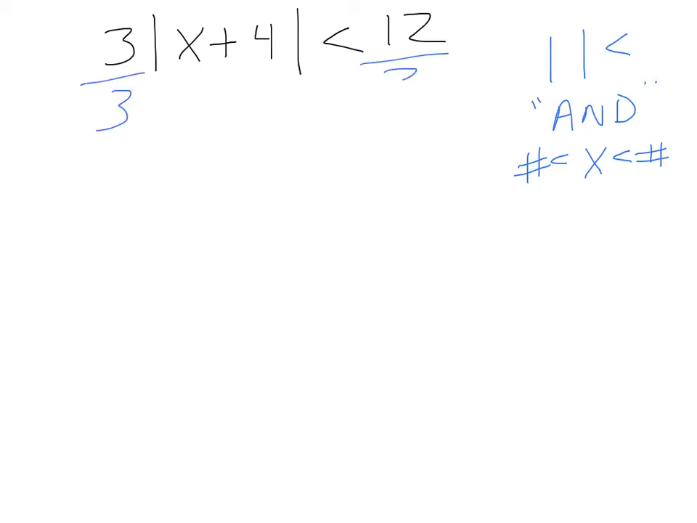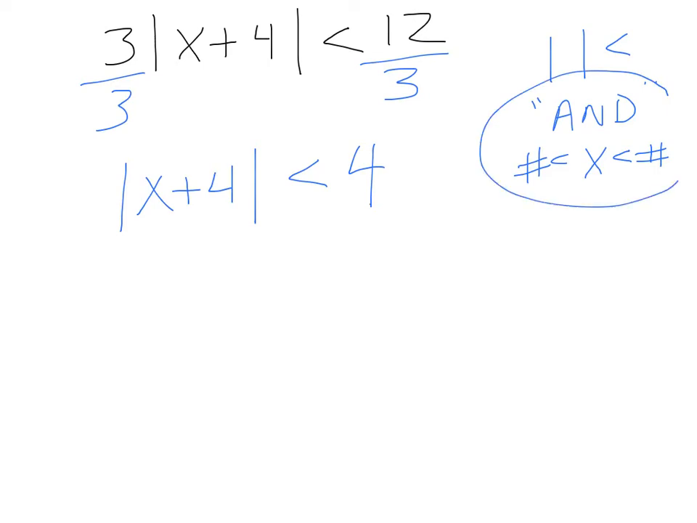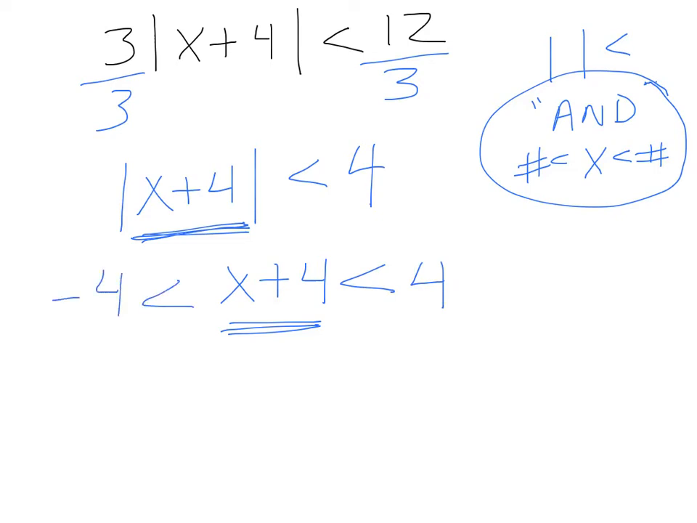Divide 3 on each side. And remember, the first goal is to isolate these absolute value brackets. When we do that, we'll have a 4. And so we've got the absolute value of x plus 4 is less than 4. Since it's an and inequality, we can rewrite it with the stuff that's in the absolute value brackets showing up in between these two quantities of 4 and negative 4, maintaining the integrity of this inequality sign as it shows here and here.